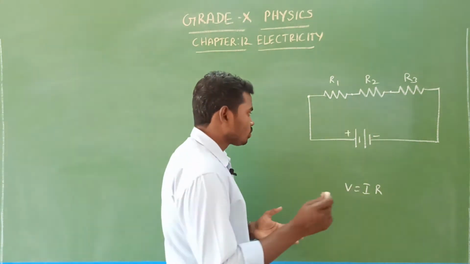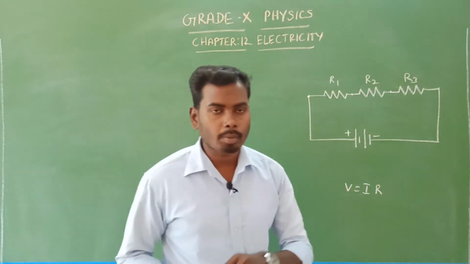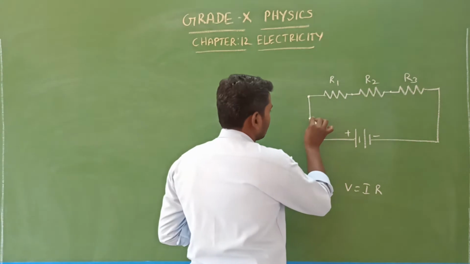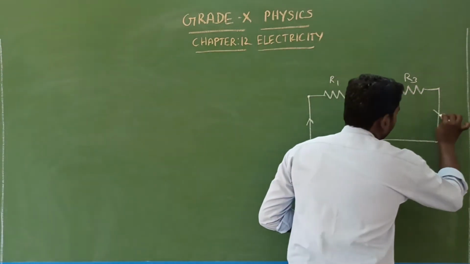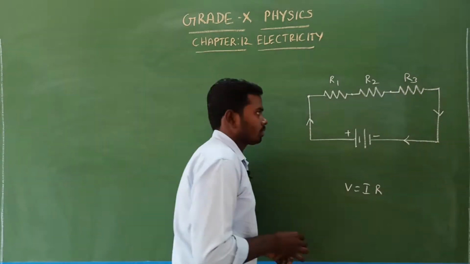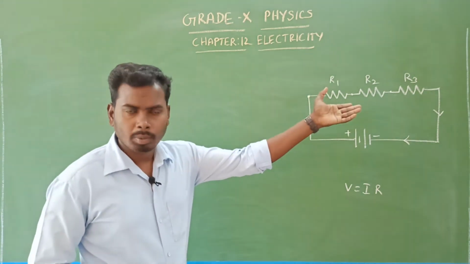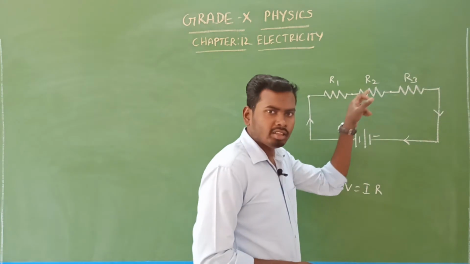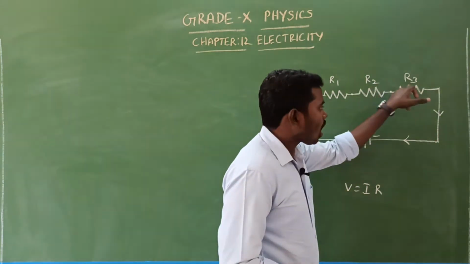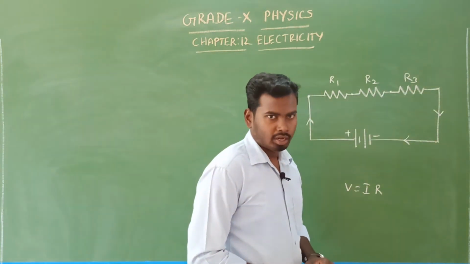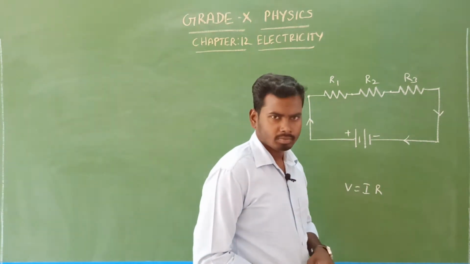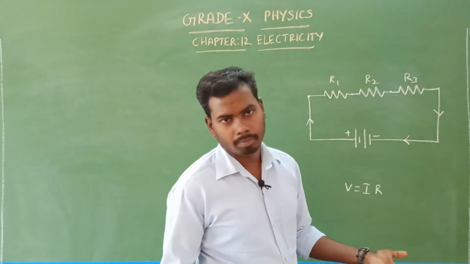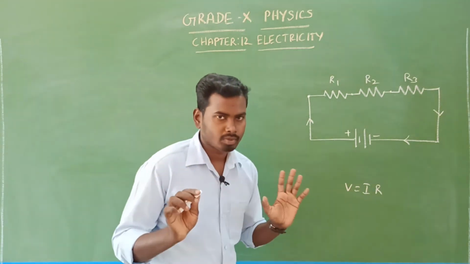Already we know the current always flows from the positive terminal of the battery to the negative terminal of the battery. Am I right? Yes. Here we have connected three resistors, R1, R2 and R3. Just consider that the three resistor values are different, not the same. Is it clear?